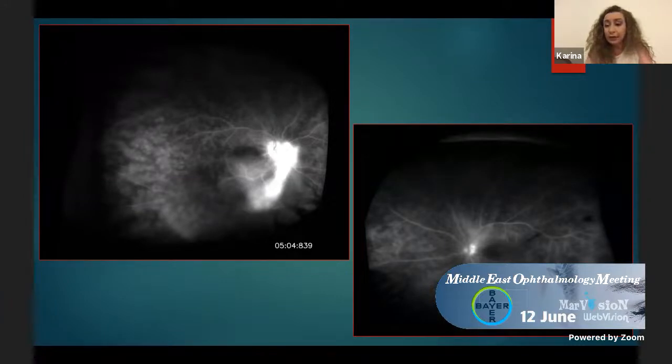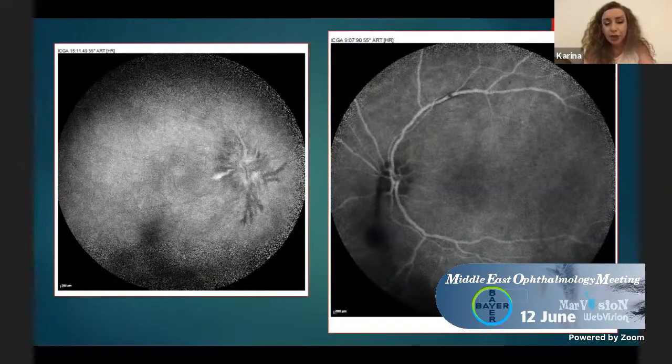As she was diagnosed with granulomatous uveitis, my next step was an ICGA in order to assess the presence of granulomas at the level of the choroid, and both eyes were clear from granulomas. This is the right eye at 15 minutes. I'm sorry, the left eye is at 9 minutes. And in order to rule them out, you should wait for the 14, 15 minute frame. But trust me, there were no granulomas at the choroid.